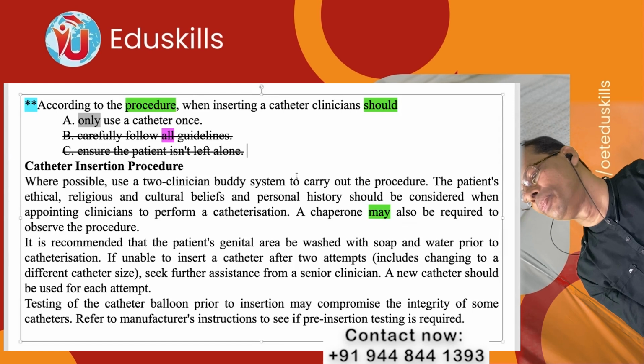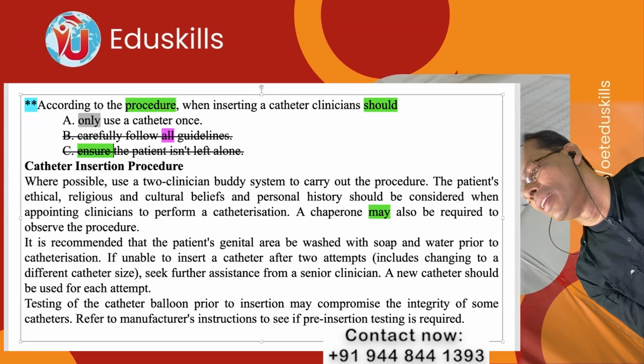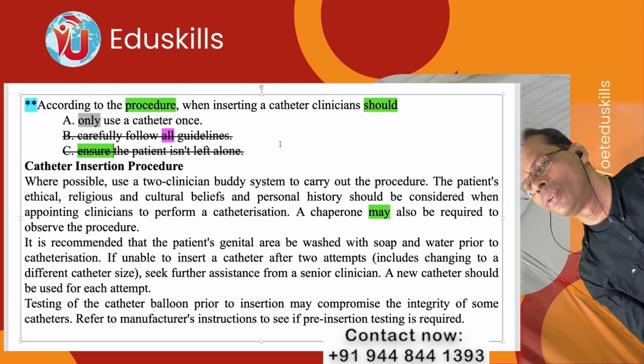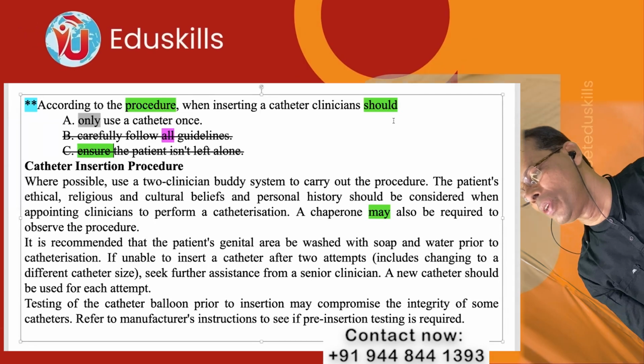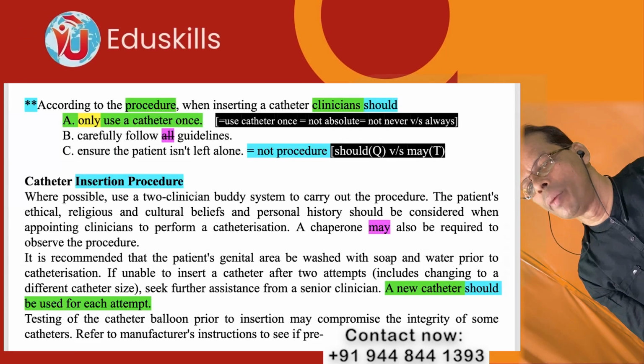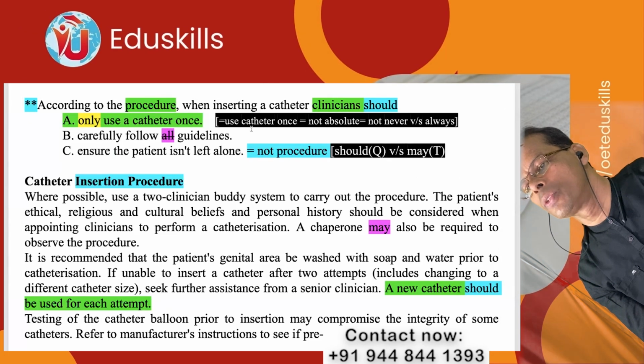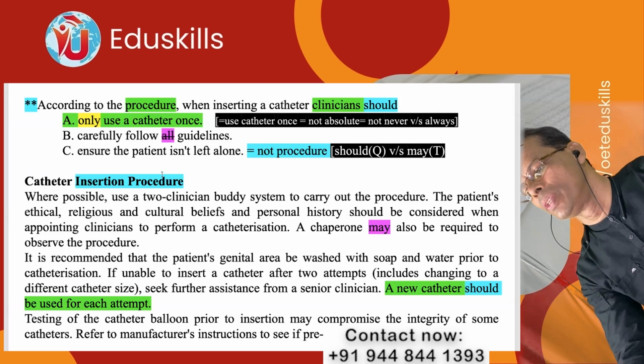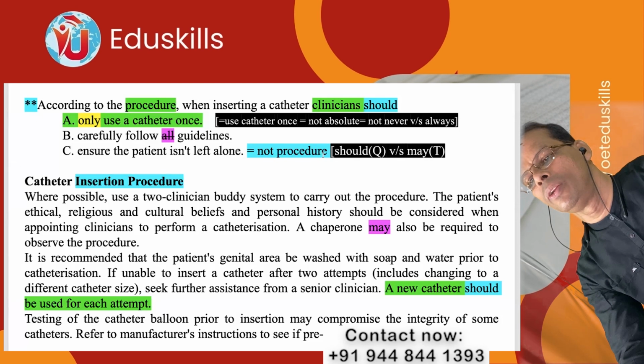Ensure means must. Ensure is a synonym of must. I had given you the list of synonyms for must. So here it doesn't speak about must, it speaks about should. See, again, it's about procedure. So "use catheter once" means not absolute, because it's not never, not always. It's not the extreme ends. And "ensure the patient isn't left alone" is not procedure. Should is mentioned in the question, may is in the text. So that cannot be the answer.